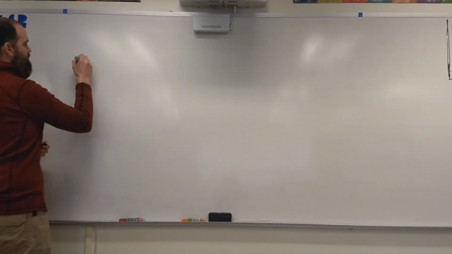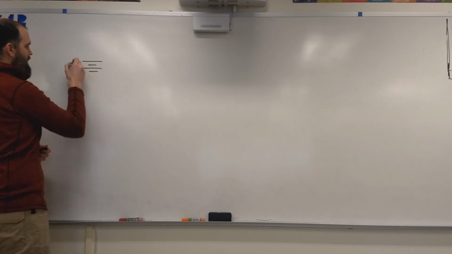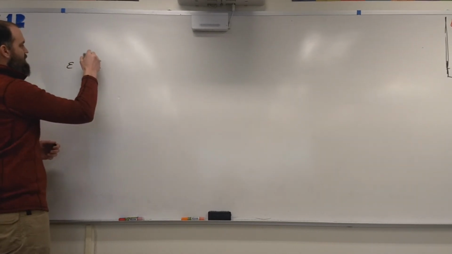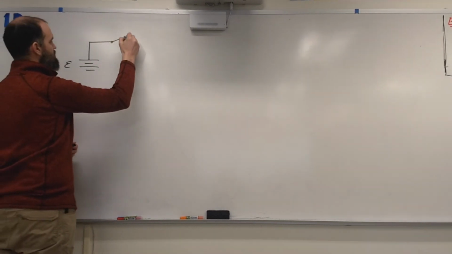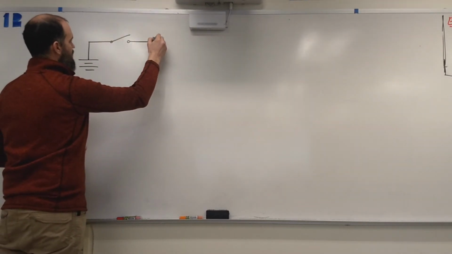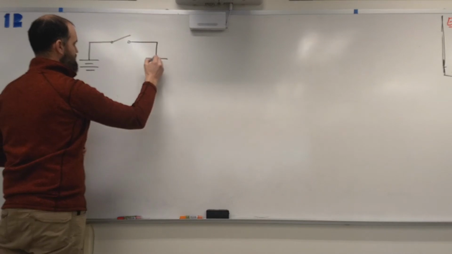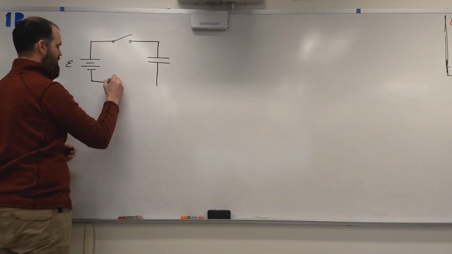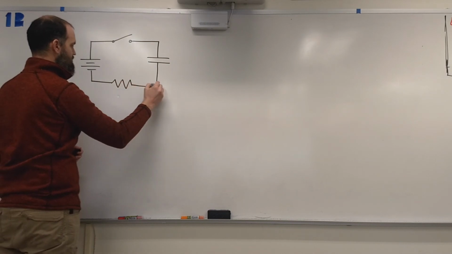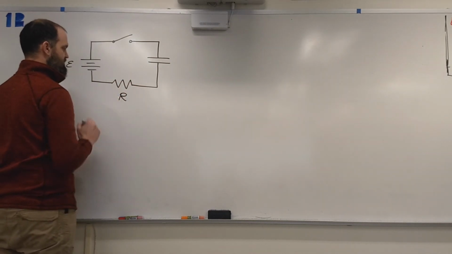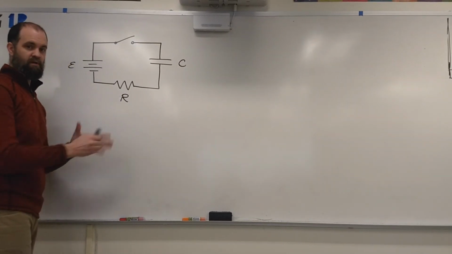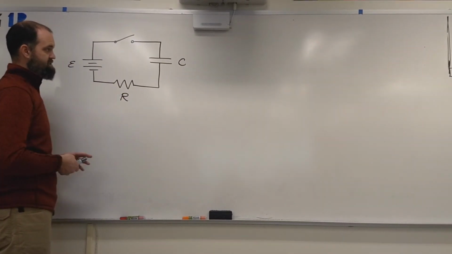So I'm going to start off with some battery or power supply providing some EMF, script E, and then I will have a switch so I can turn it on and off. I'm going to have a capacitor, C, and then a resistor, R. And this resistor could be a light bulb. I'm just giving a general resistor here, R, and some capacitance, C. So here's our very first and very simple RC circuit.